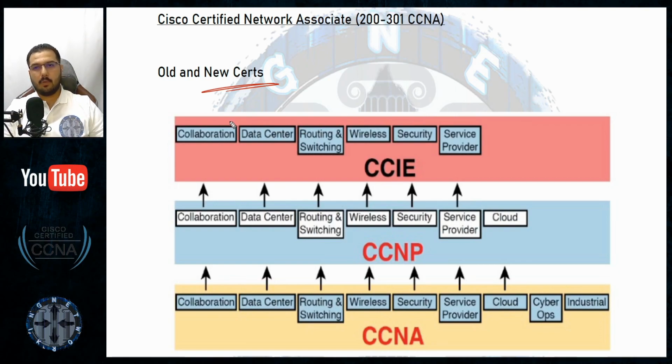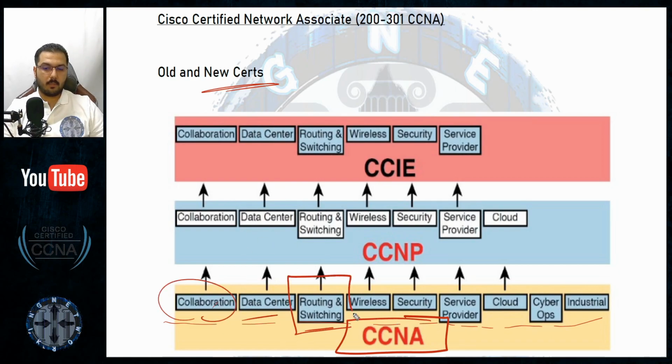We would like to start now with a new generation of certificates that was released by Cisco in 2020, announced in 2019, released officially in 2020, and made all the old certificates completely obsolete. So this is the new system. The old system had around 10 CCNA associate degrees, which were collaboration, data center, routing and switching, which was the most famous, and this one replaces it. CCNA wireless, CCNA security, CCNA service provider, CCNA cloud, CCNA cyberops, CCNA industrial, and the Cisco Certified Design Associate that I had, but unfortunately it was deleted.